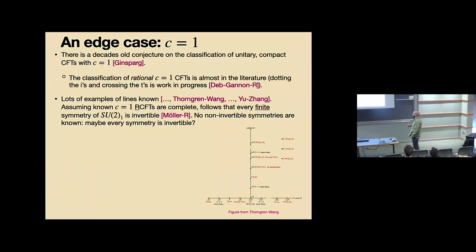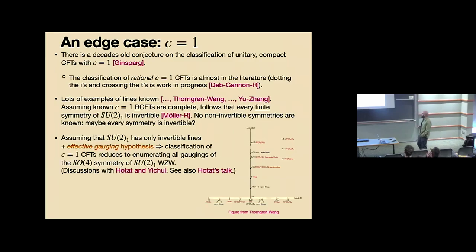And similarly, as far as topological line operators go, we have tons of examples. Ifan and Ryan did a very thorough investigation, and there was even a paper that appeared last night. One sort of cute thing that you can show is that if you make this assumption that the rational conformal field theories that we know are all of them, then every finite symmetry of SU2 level 1 is invertible. And that might lead you to speculate that, in fact, maybe every symmetry of SU2 level 1 is invertible, because we haven't seen any non-invertible symmetries yet.